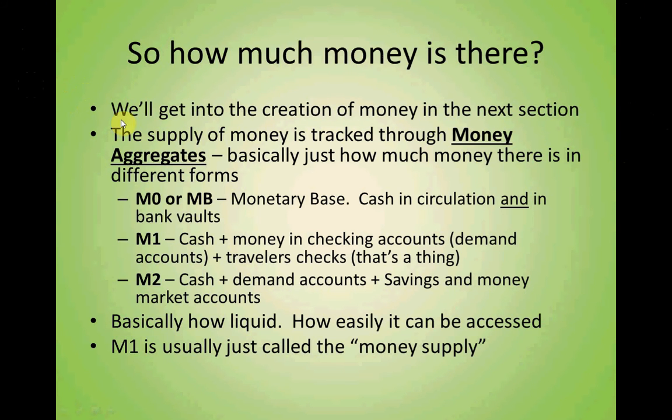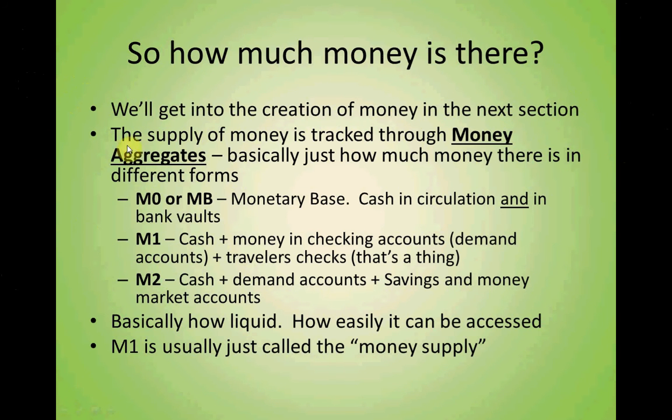But in this video, I just talk about the numbers or the words you're going to hear when we're talking about the different kinds of money that exist. You need to know these before we can talk about how money is created. So the supply of money is tracked through money aggregates. I know that seems weird and confusing.